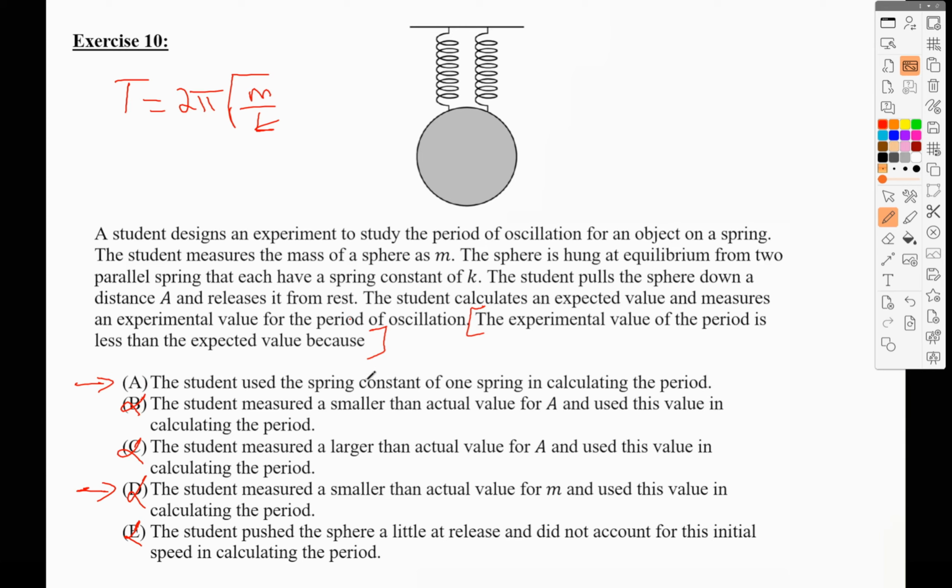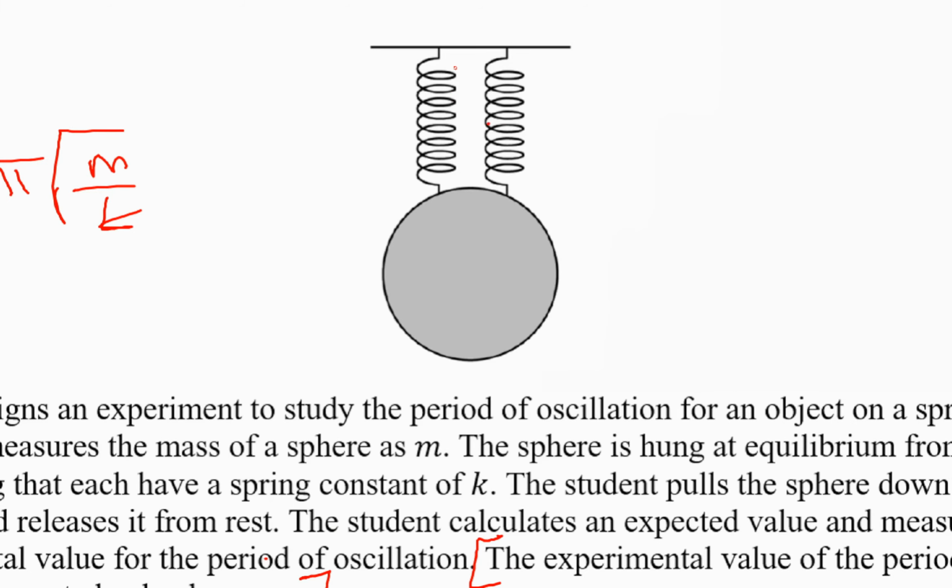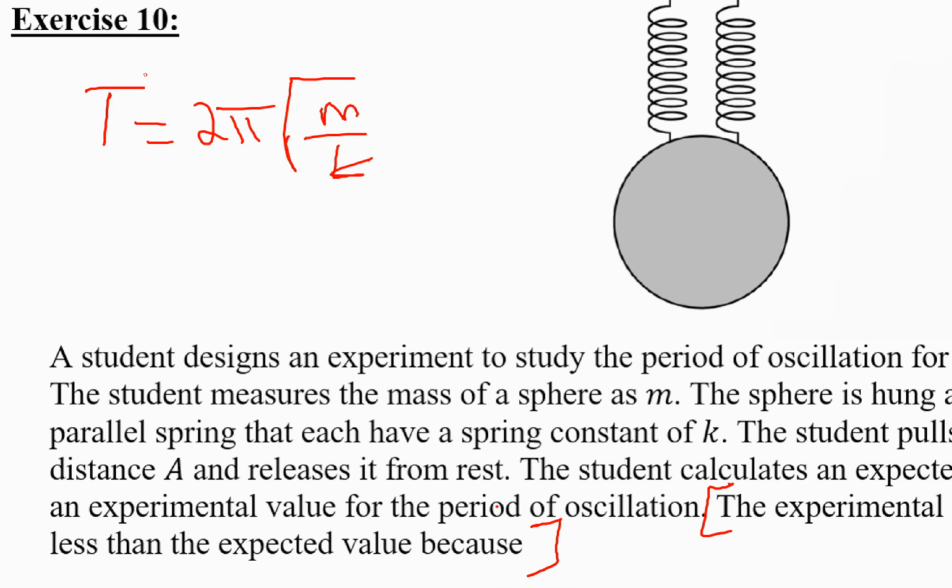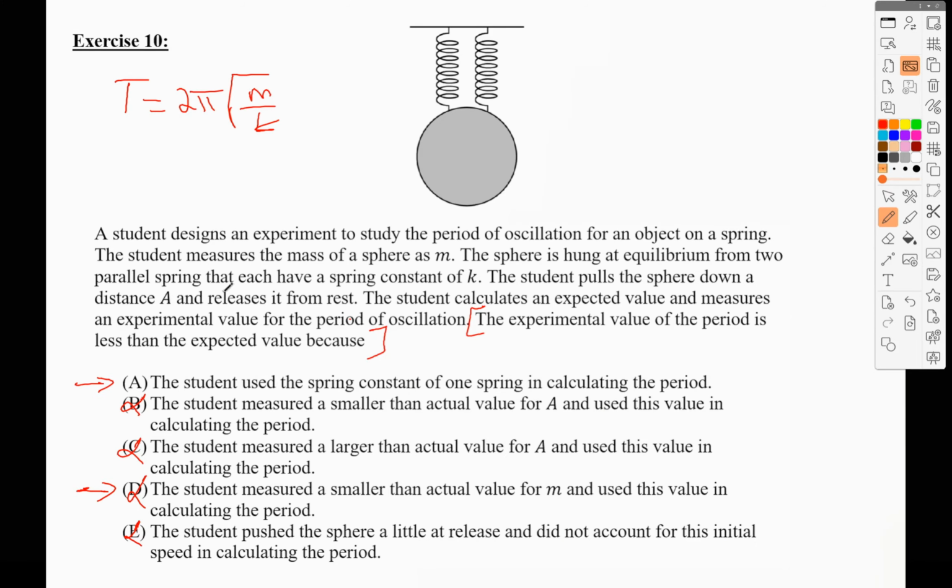Now for A, the student used the spring constant of 1 spring in calculating the period. We know that in parallel grouping, the stiffness of the springs increases. So if we remove 1 and we only use 1 spring, that would decrease the value of k. Decreasing the value of k means increasing the value of the period, because these are inversely proportional at some point, which means the period will be greater. And indeed this confirms the fact that the experimental value of the period would be less than the expected value.